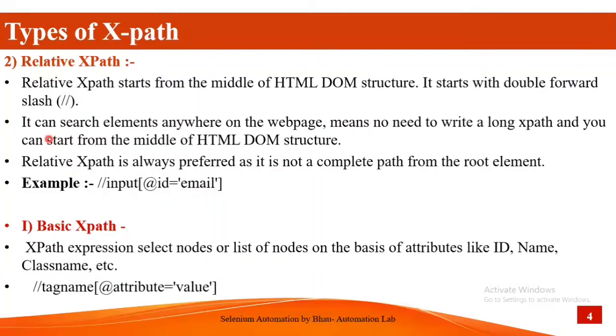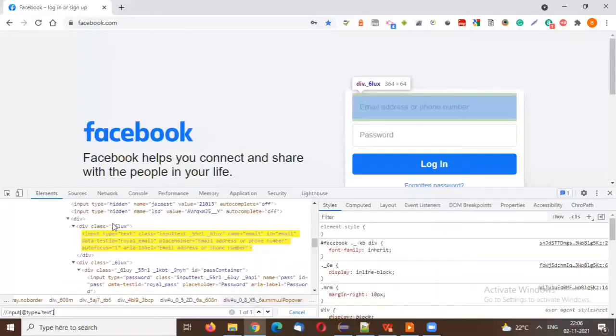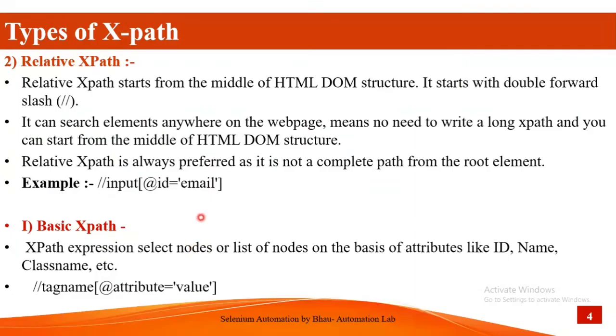So we should always prefer the relative type of XPath. Relative XPath is always preferred as it is not a complete path from the root element. It starts from the middle of the DOM structure, so if any changes are deployed on the upper side, there will be no impact on this particular element. So this is the exact difference between relative and absolute XPath.